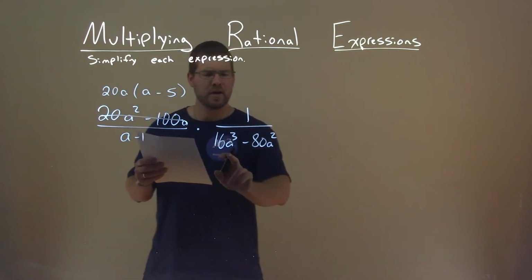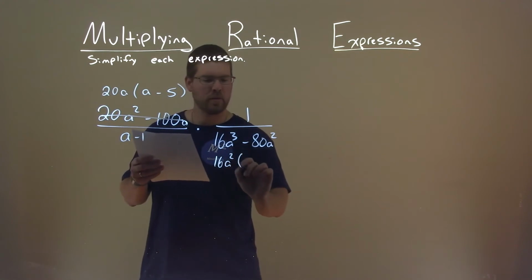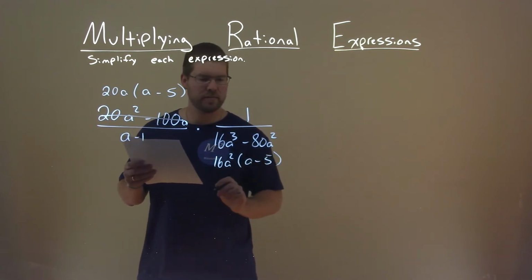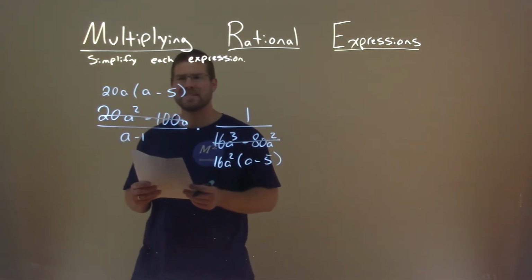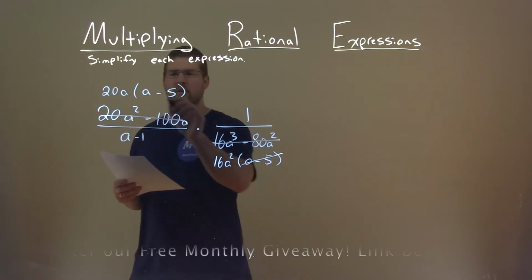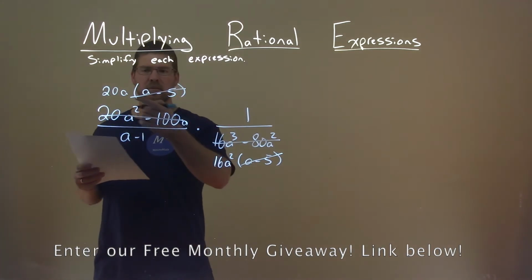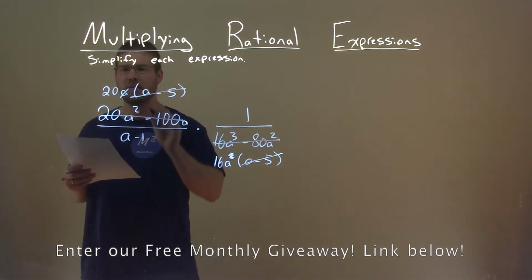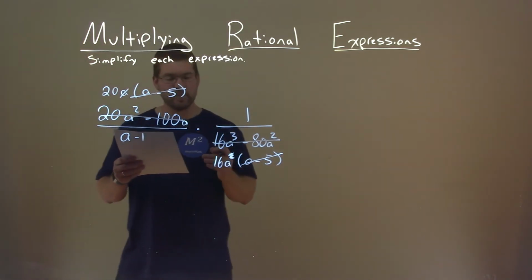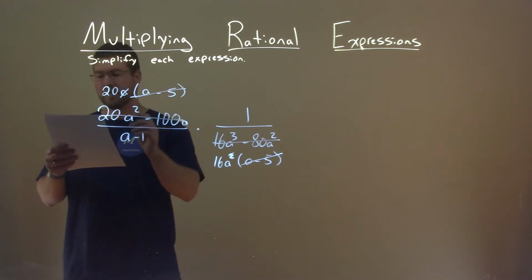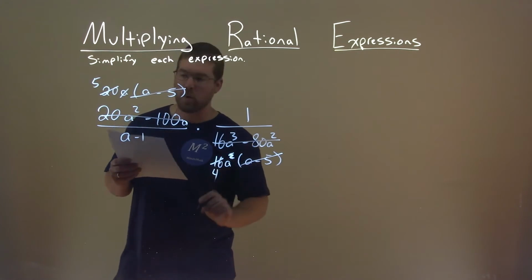Down here in the denominator, I see 16 goes in both parts as well as a squared. Pull out 16a squared, and we're left with an a minus 5 here. So we replace that. Alright, now it's in factored form. We can see what we can cross out. A minus 5 crosses out fairly easily right there. We can see a squared here and 1a, so we can get rid of the square and get rid of that a right there. And then 20 and 16. We can simplify that. 4 goes into both of them. So that becomes a 5, and that becomes a 4.